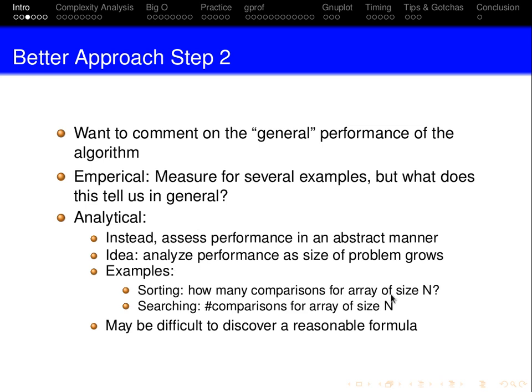So for example, sorting: how many comparisons for an array of size n? So given a size n array, how many comparisons do you do? Searching: how many comparisons again for a size n? Sorting may also be how many swaps do you do with a given array of size n? Last bullet point, sometimes it may be difficult to discover a reasonable formula, but hopefully for this class you'll at least be able to come up with the basics.